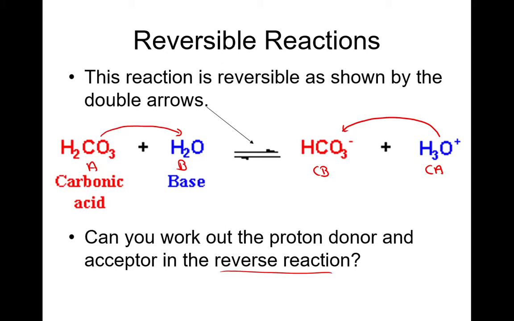So can I work out who's donating and who's accepting the proton here going backwards? I can. Because the water molecule picked up a proton going forward, well then going backward, it's going to give back that proton. So going backwards, the H3O+, the hydronium ion, is going to donate back a proton to the HCO3 minus, meaning that this one will be under Bronsted-Lowry theory the conjugate acid, and the HCO3 minus will be the conjugate base.